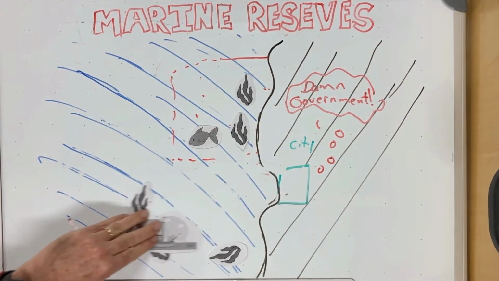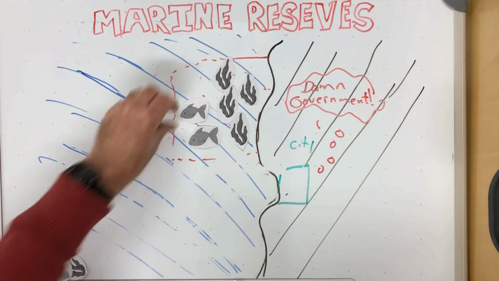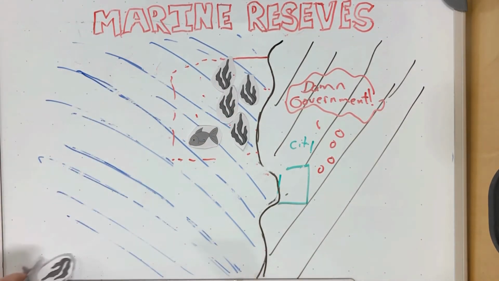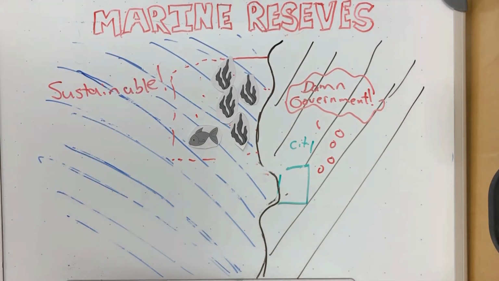So they ended up changing the boundaries and creating a fish harvest that was sustainable by protecting some of the critical habitat, but allowing fishermen to come in and fish in other areas and get in and out of the port. I hope that helped.